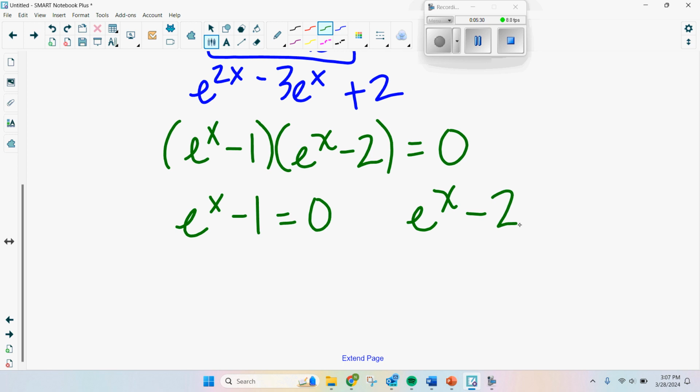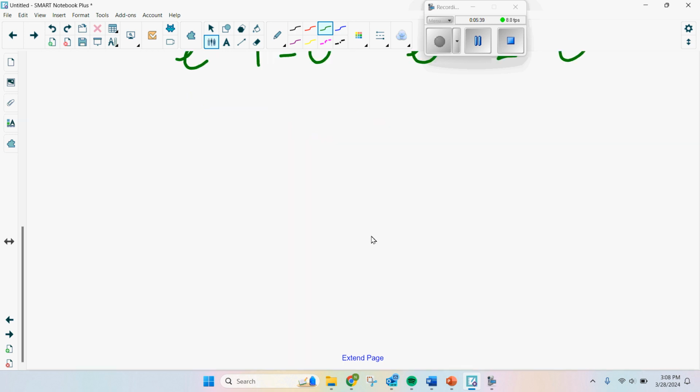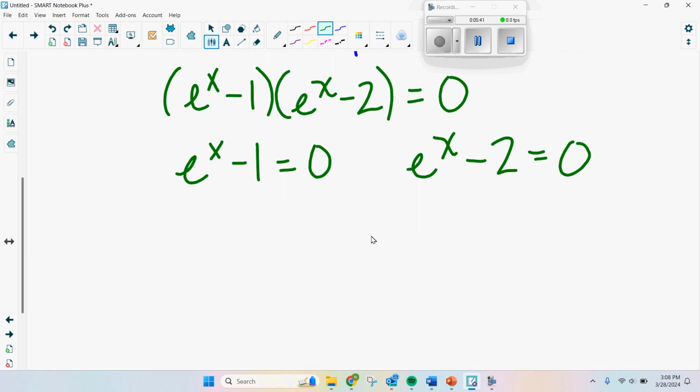So that means either e to the x minus 1 is 0 or e to the x minus 2 is 0. We separate our factors and set them both equal to 0. This is what we have always done. You've been doing this since Integrated 2. All right, so I'm going to do some algebra. I'm going to add 1 to both sides.